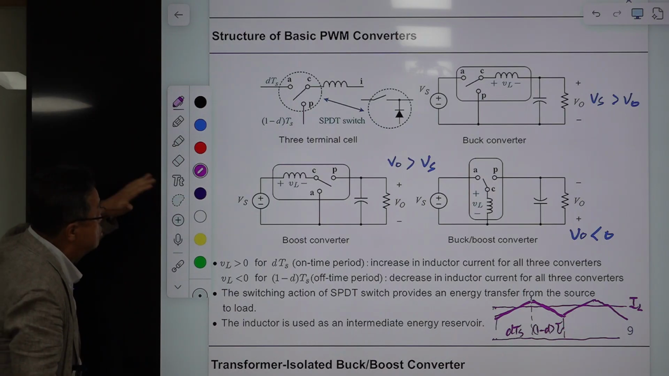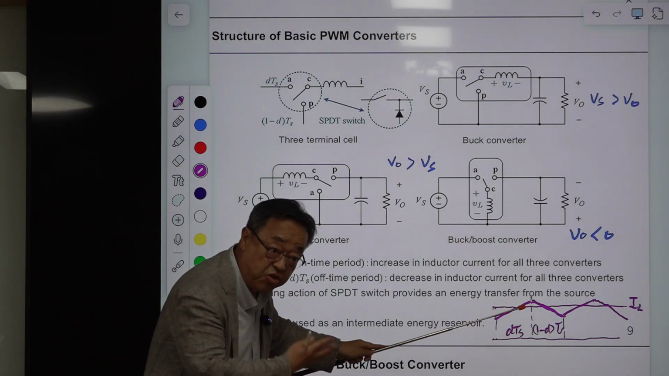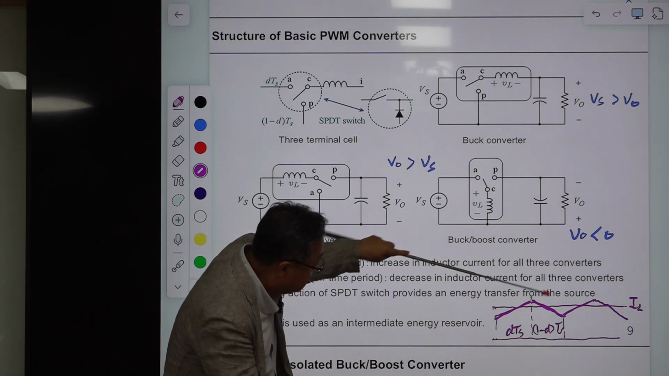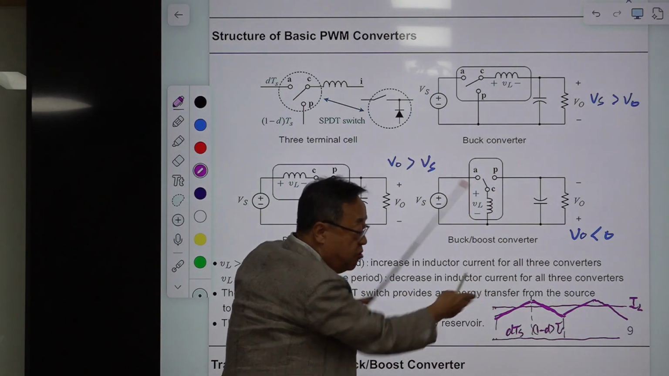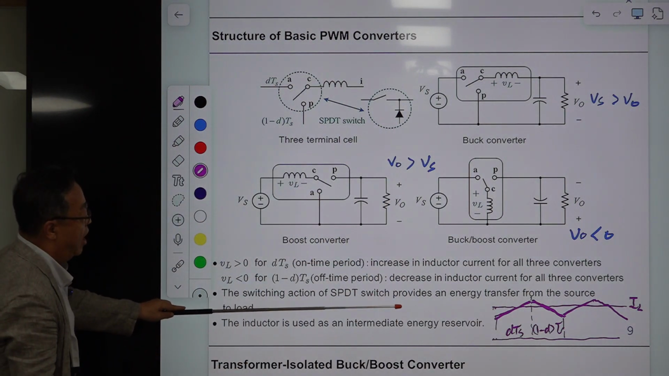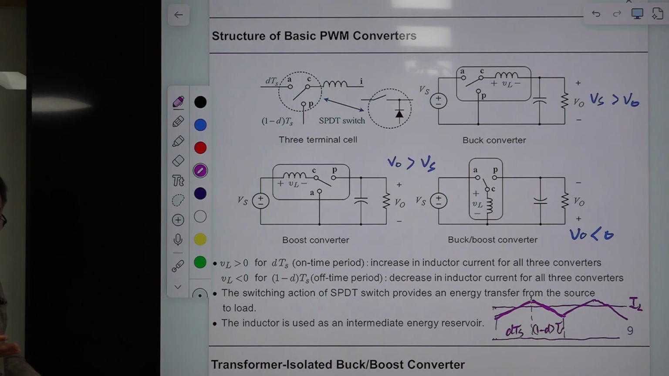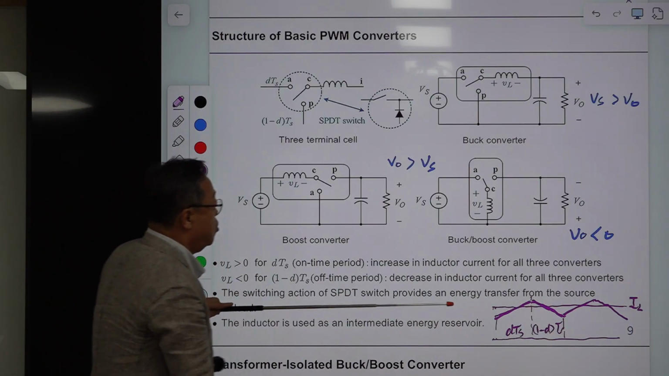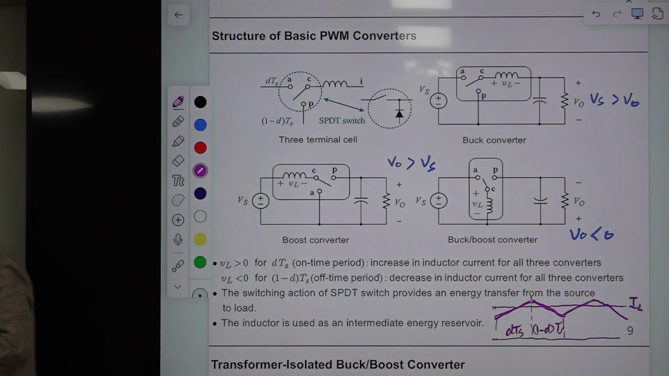When the active switch is connected, the extra energy goes into this inductor, and during the off period, the extra energy goes down to the load side, with some finite average value. So the switching action of the SPT switch provides a controlled energy transfer from the source to the load, and this inductor is used as the intermediate energy reservoir.